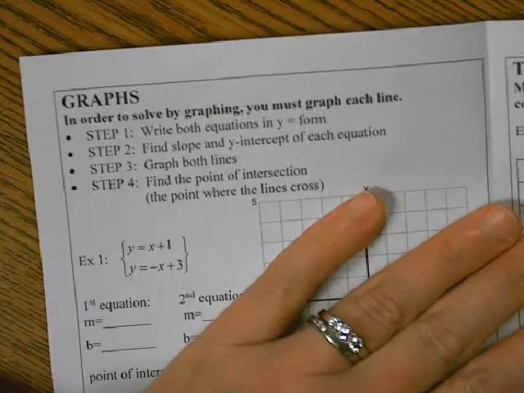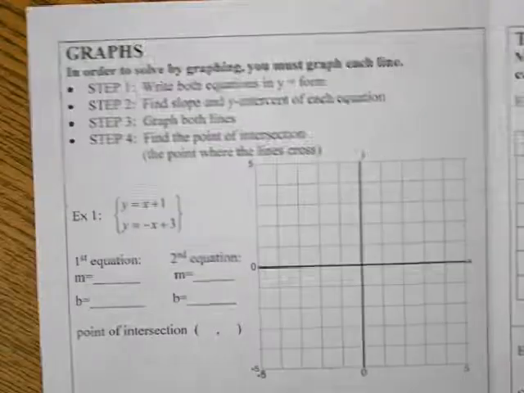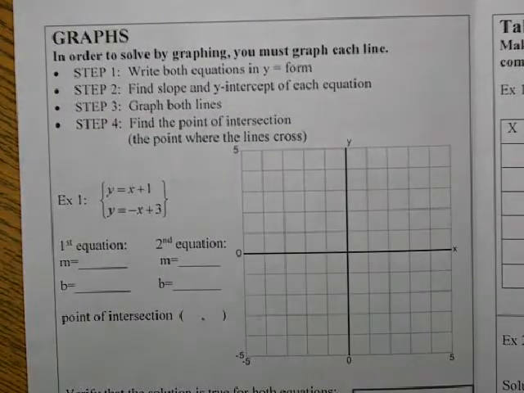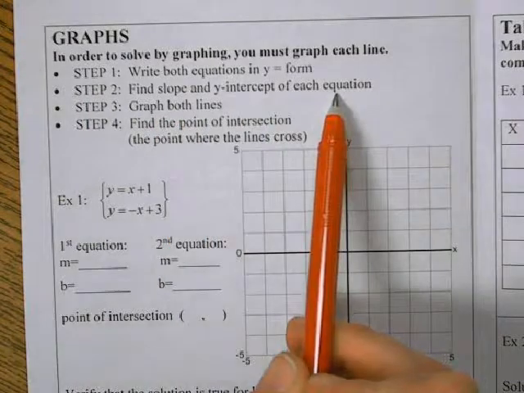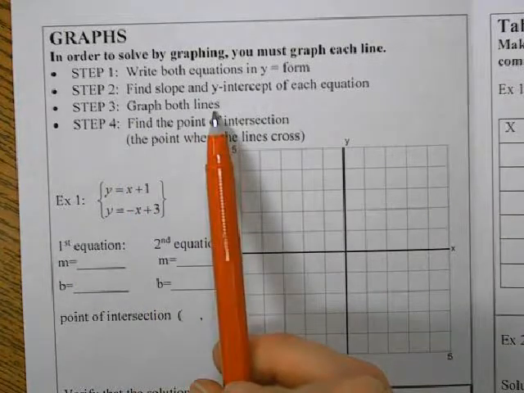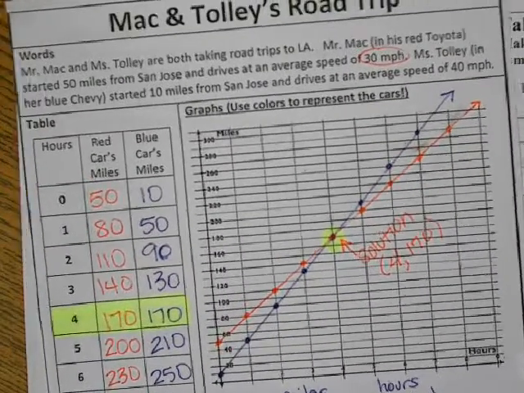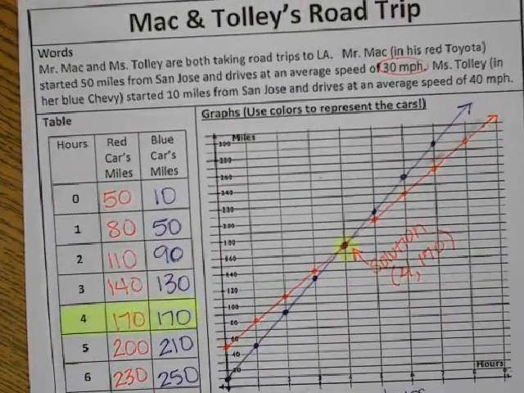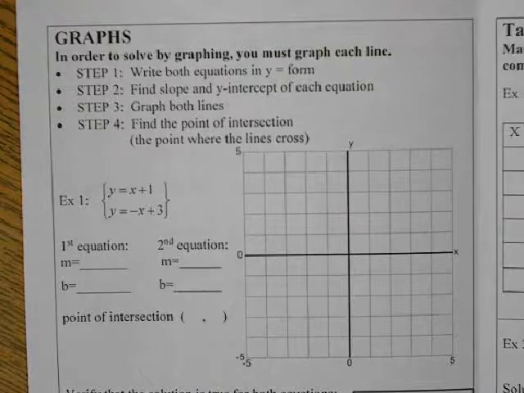So, for graphing equations, you're going to write both of them in y equals form. That's step 1. Then you're going to find the slope and the y-intercept of each equation. And then you're going to graph both of the lines. And then you're going to find the point of intersection. That's exactly what we did here. Prior to answering any questions, I had you have a graph and a table. Okay? So on this worksheet here, we just don't have a context. So all we're going to do is graph it.